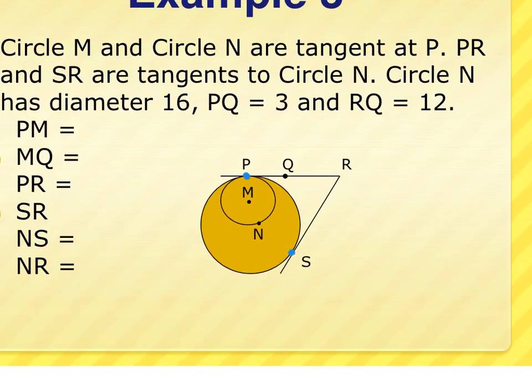The first thing hopefully you read when you're seeing that PR and SR are tangents are that these two segments would be congruent. That's that ice cream cone corollary that says that this would be congruent to this. Those two would be the same thing.